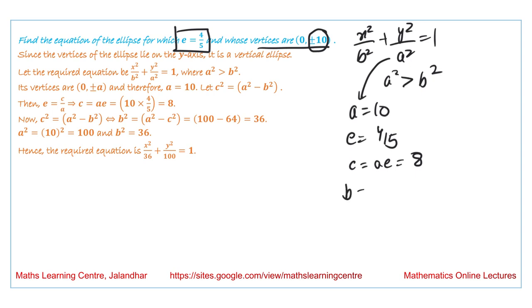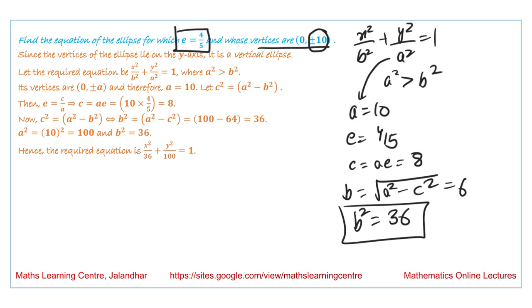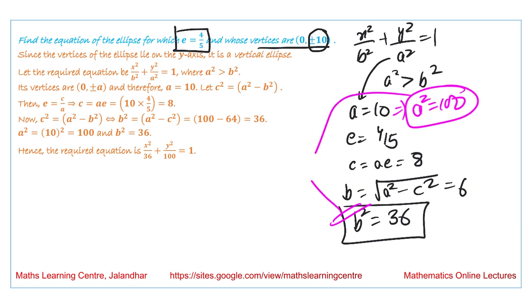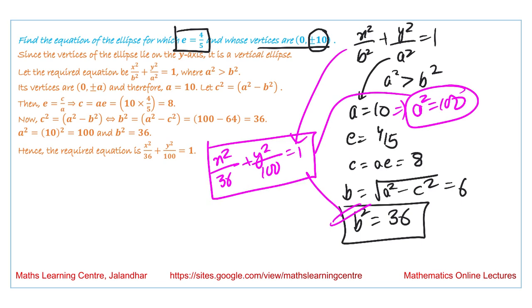So the value of b we can obtain, it is square root of a square minus c square, that is 100 minus 64, root 36, and it comes out to be 6, or we are saying b square is equal to 36. So the values now we have, b square is 36, a square is 100. So substituting both these values in this equation, we obtain x square over 36 plus y square over 100 is equal to 1.